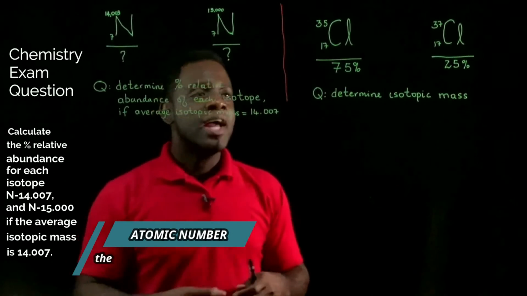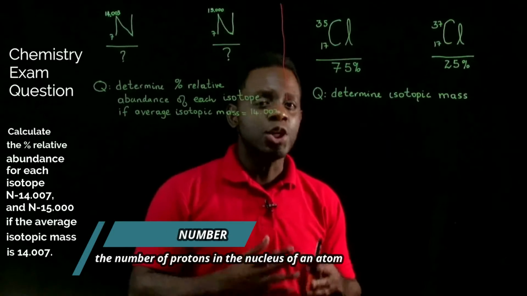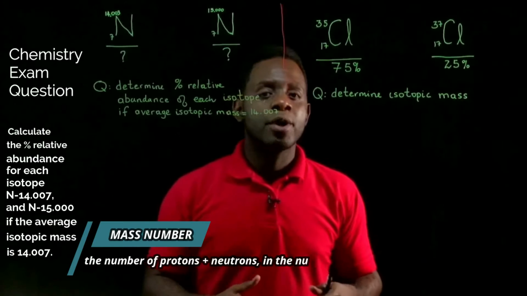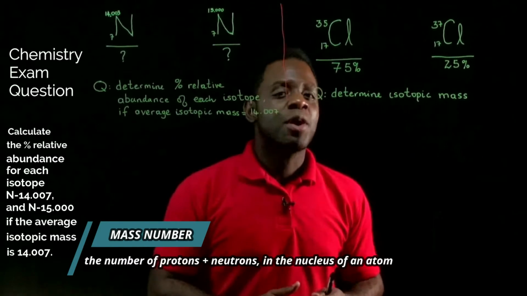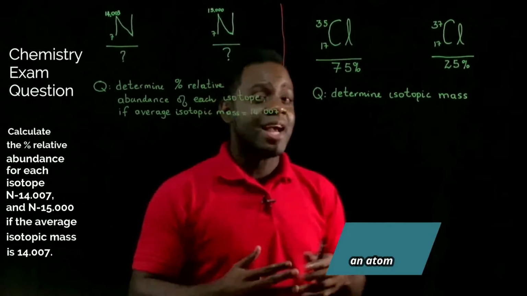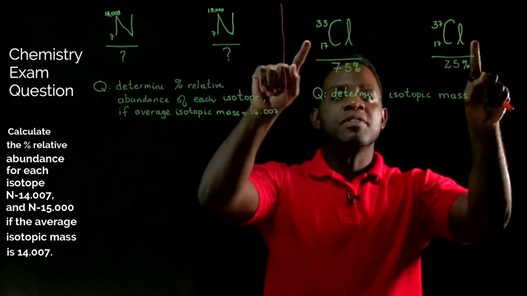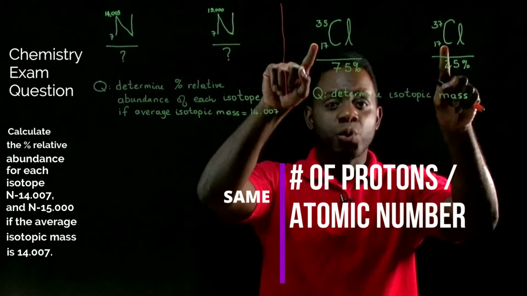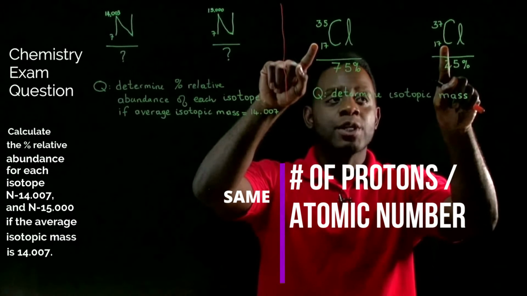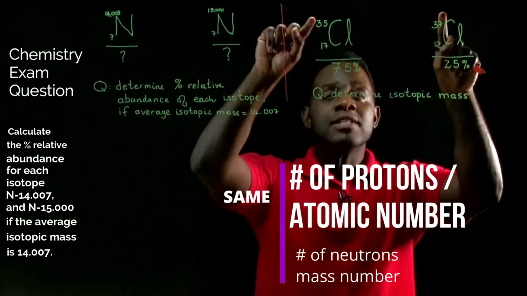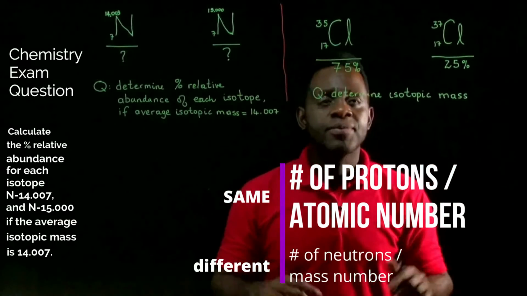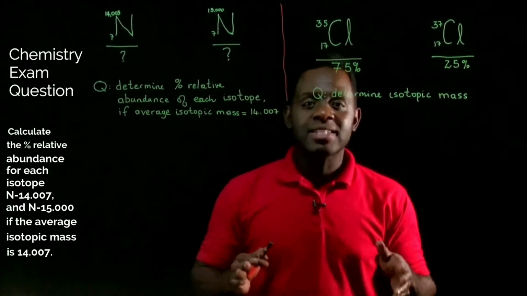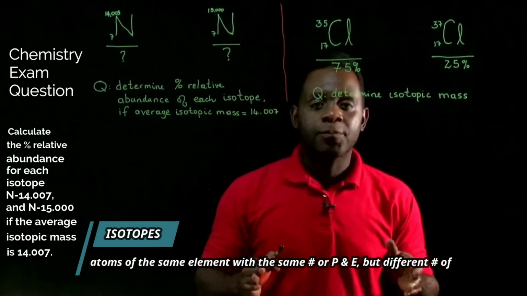The atomic number is the number of protons in the nucleus of an atom, and the mass number gives us the number of protons plus the number of neutrons in the nucleus of an atom. Now, both of these atoms of chlorine have the same number of protons. They have the same atomic number, but they have different mass numbers, which tells us that they have different numbers of neutrons. And that is what isotopes are.